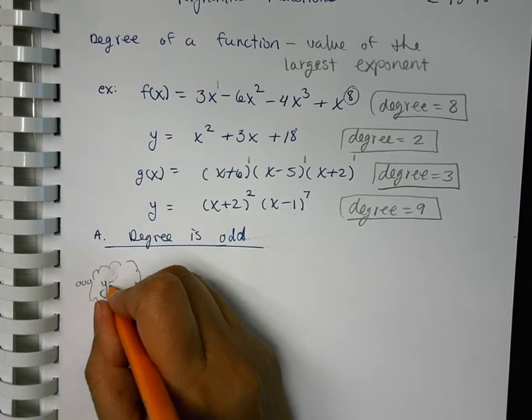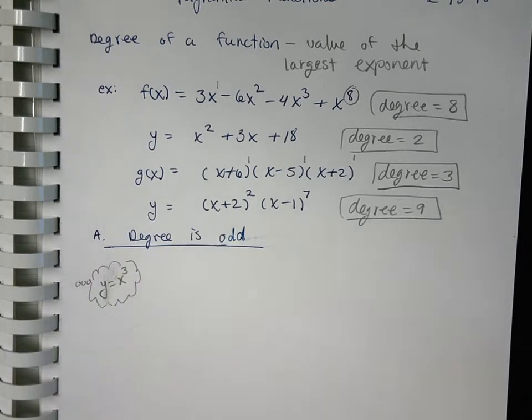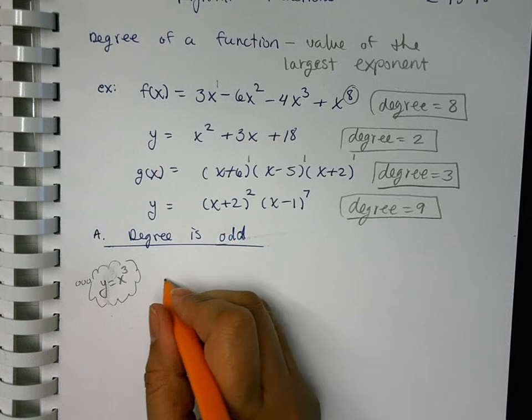Y equals x cubed. Is that an odd degree? Sure. Do we all know what the cubic function looks like? No one? That's the whooshy one. Yes, I know what the whooshy one is.